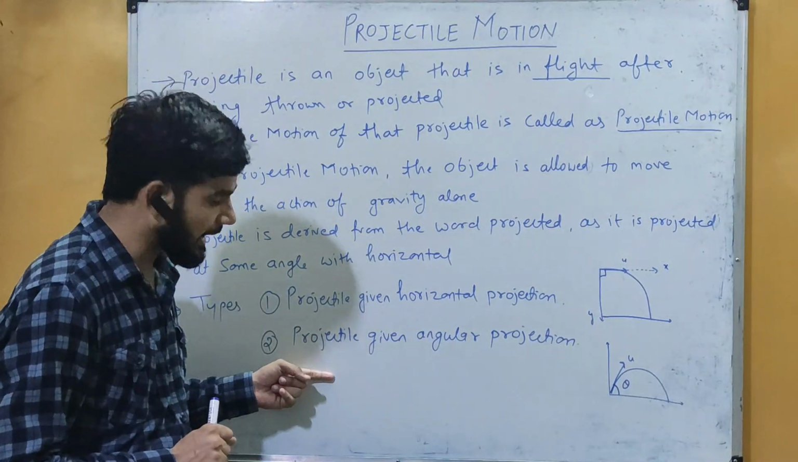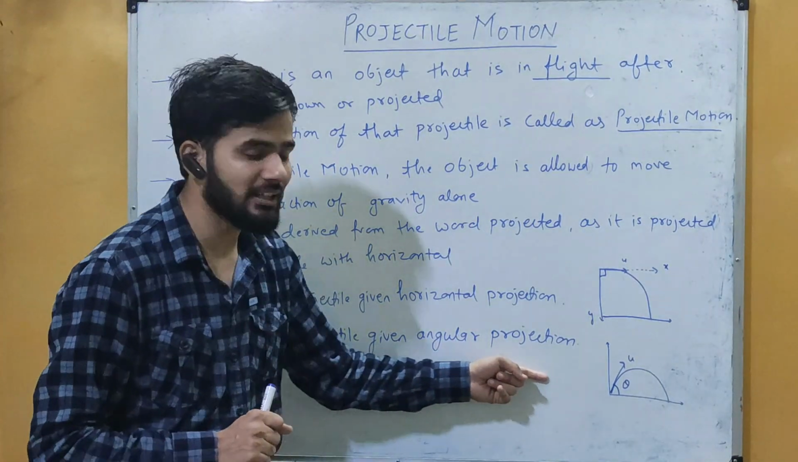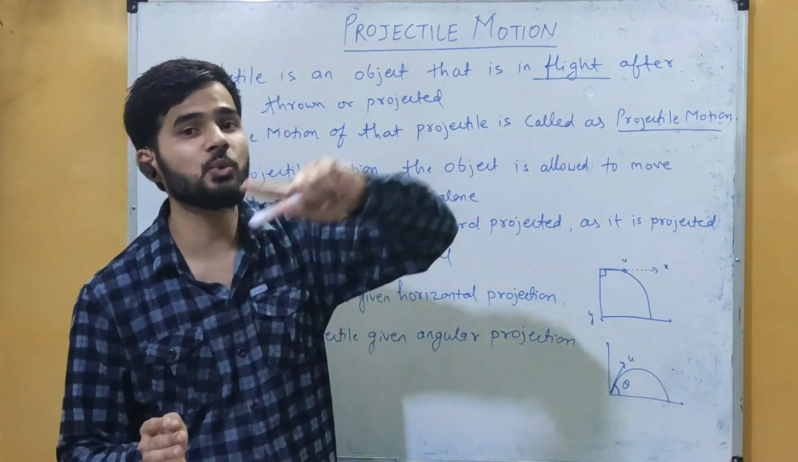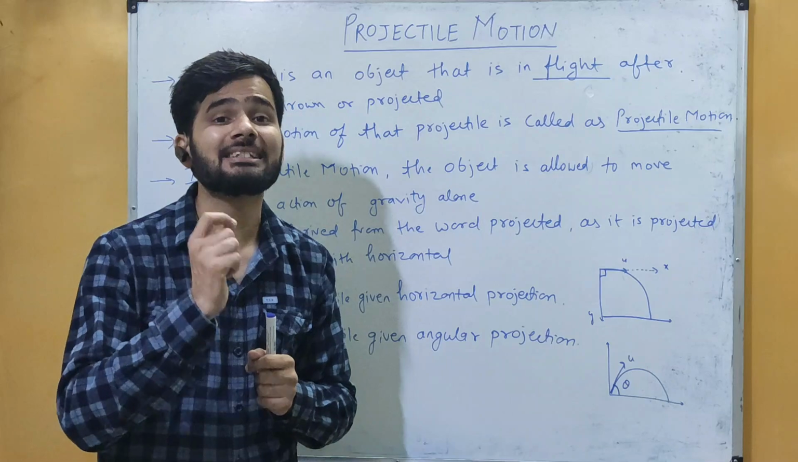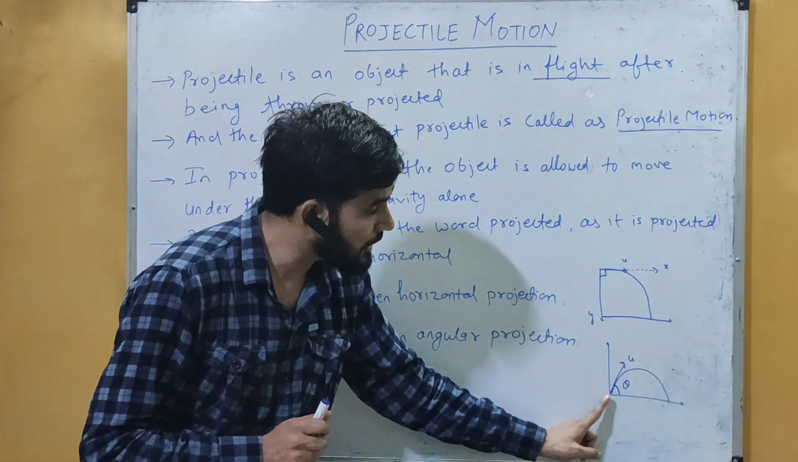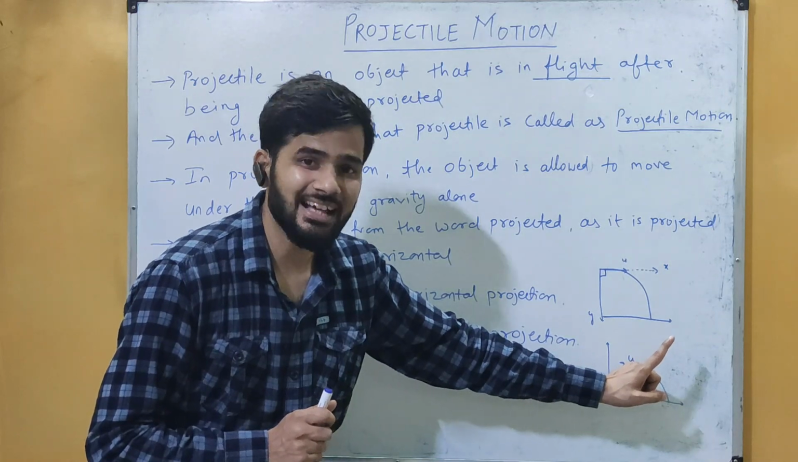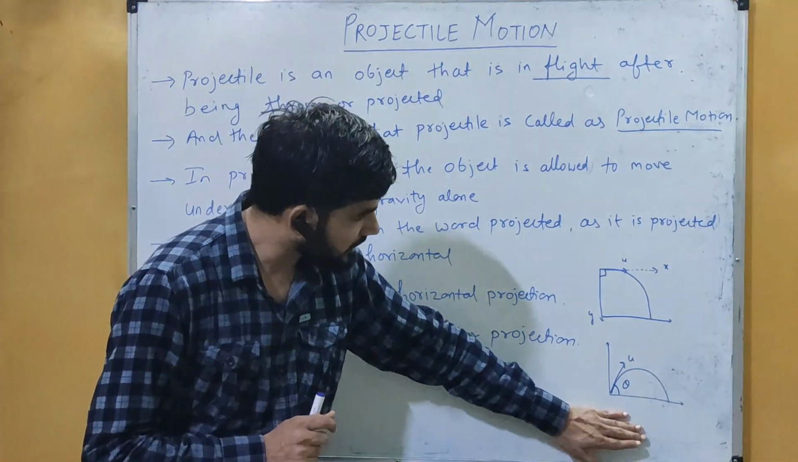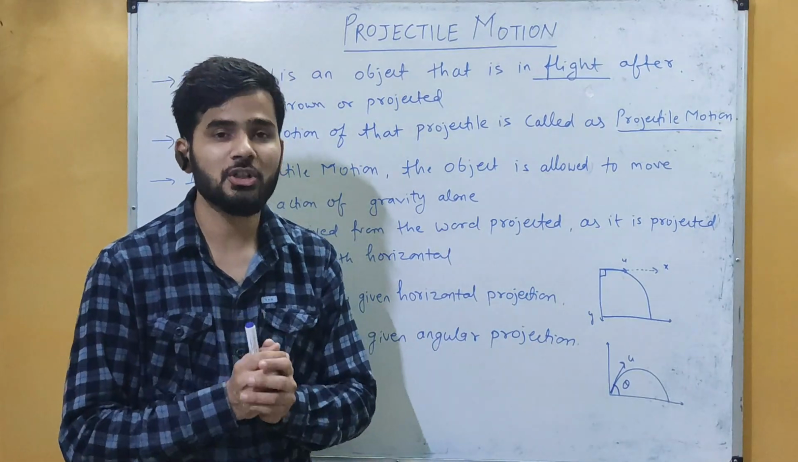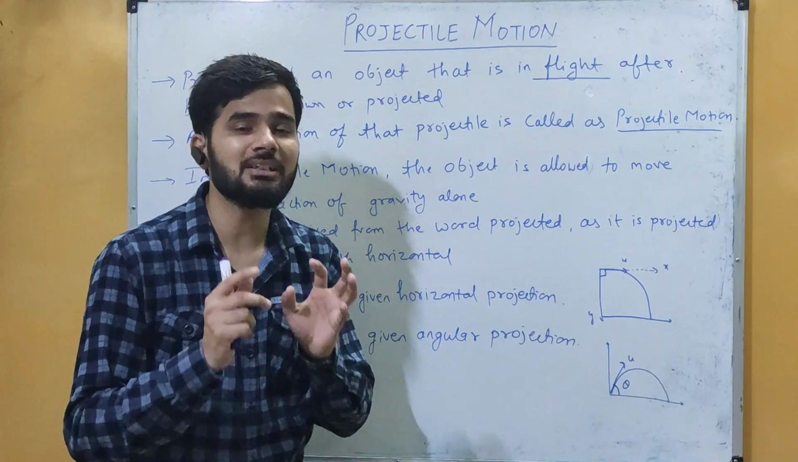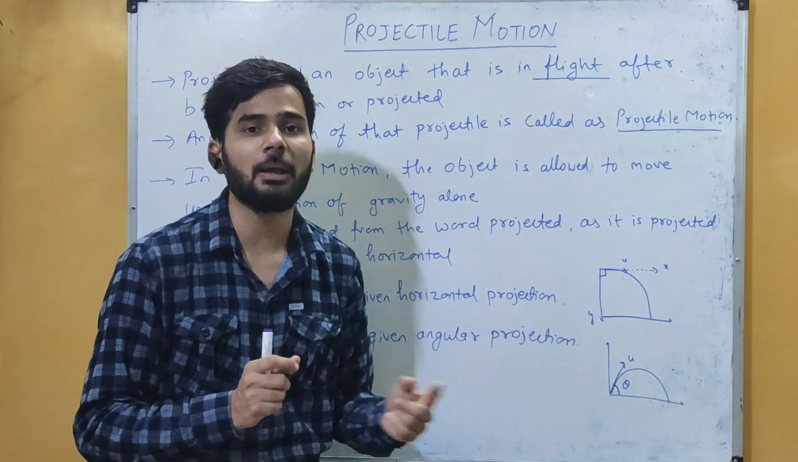We have another type of projectile motion, that is the projectile given angular projection. Means you are standing on the ground and you are throwing any stone in the forward direction making some angle with the horizontal. यहाँ पर इस तरह का motion है. You are standing here and you are throwing the object in the upward direction, and here it is making an angle of theta with the horizontal. Such kind of motion is called the projectile given angular projection. So right now in this lecture we will study some points related to these two types of motion.